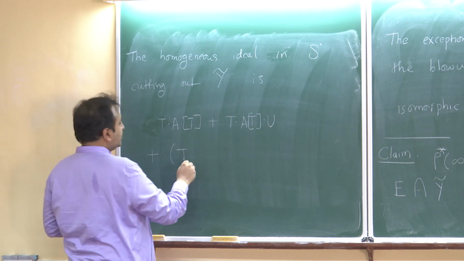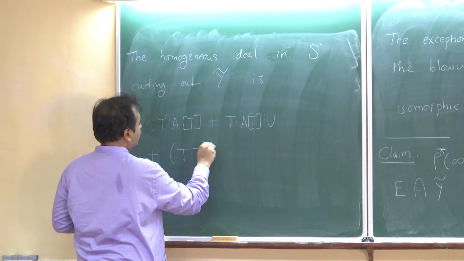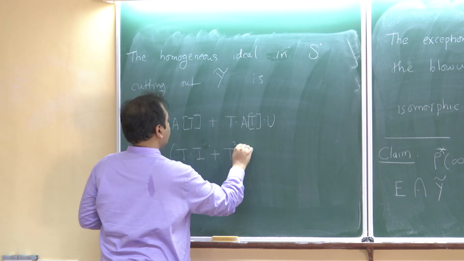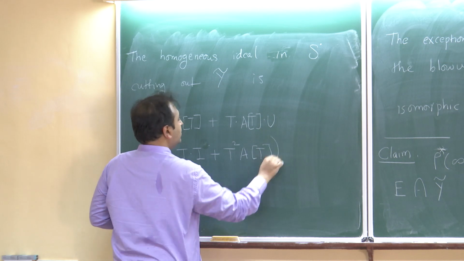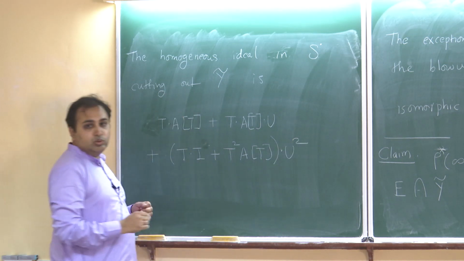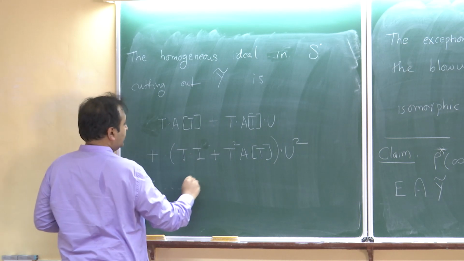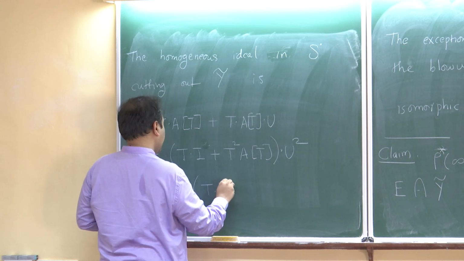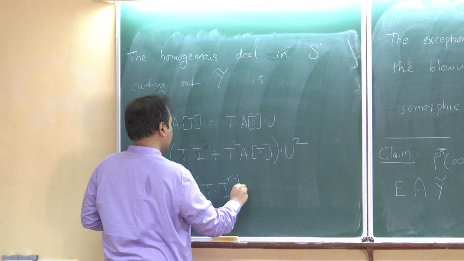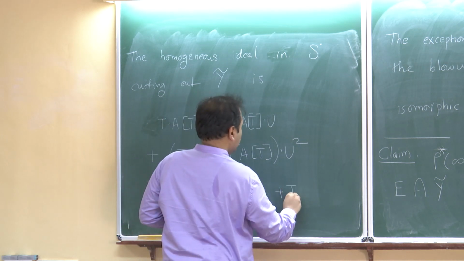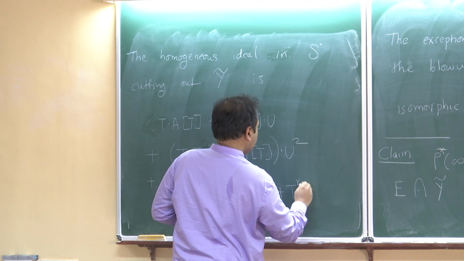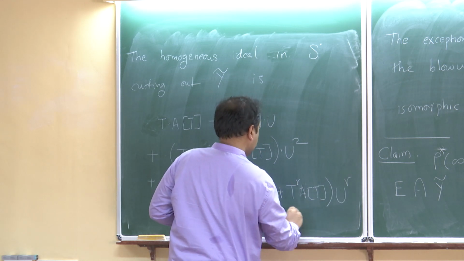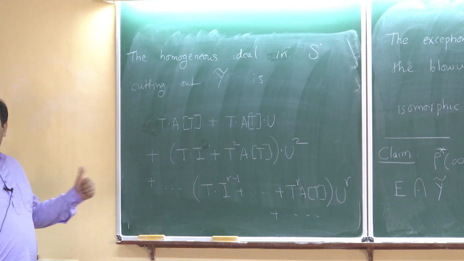So okay, let me write the next one. So T times I plus T squared times I squared, and so on. In general the rth term will be T times I to the power R minus 1 plus so on up to T to the power R times I to the R plus. So okay, that is my idea.